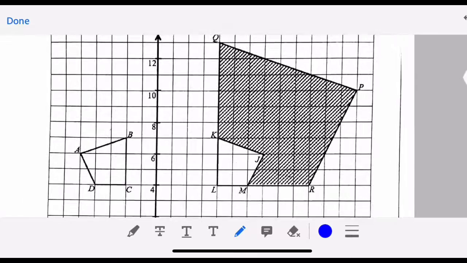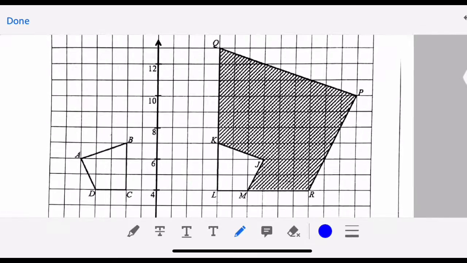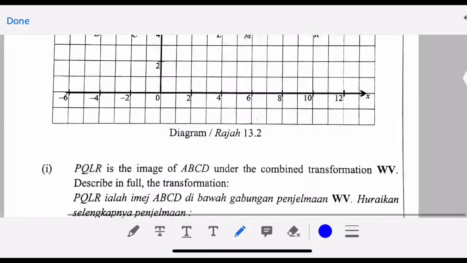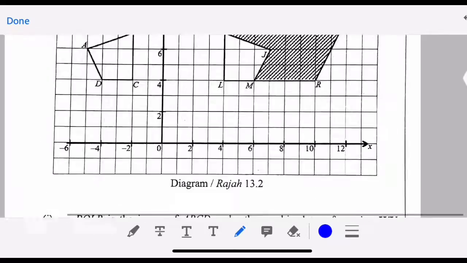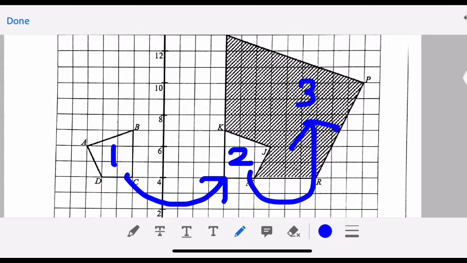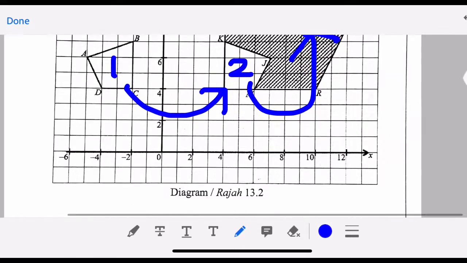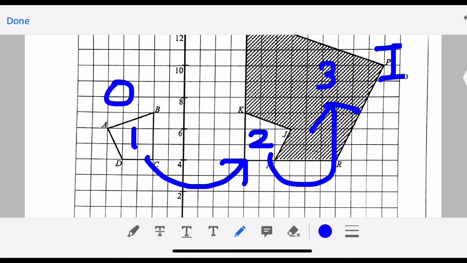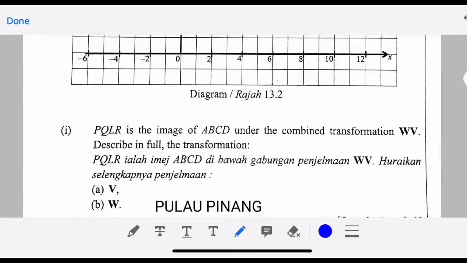Where's the PQRS? The big one is the image of the ABCD. That means we will write here 1, here 2, and the big one will be 3, right? That means from 1 go to 2, then from 2 enlarge to 3. Because they told you that this is the object and this is the image. Image means the final image, so this is the first image. Understand?